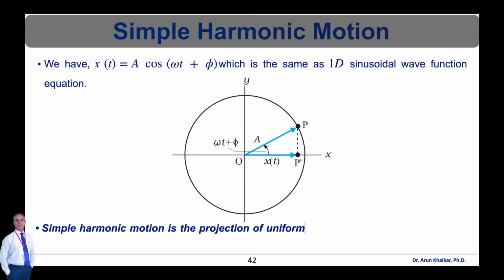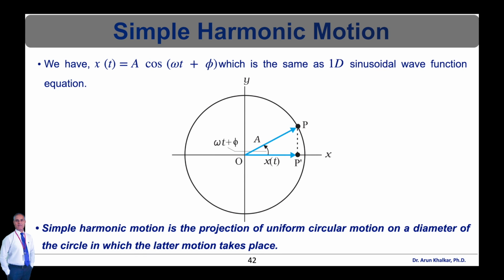This shows that if the reference particle P moves in a uniform circular motion, its projection particle P prime executes a simple harmonic motion along a diameter of the circle. In more formal language, we can say that simple harmonic motion is the projection of uniform circular motion on a diameter of the circle in which the latter motion takes place.